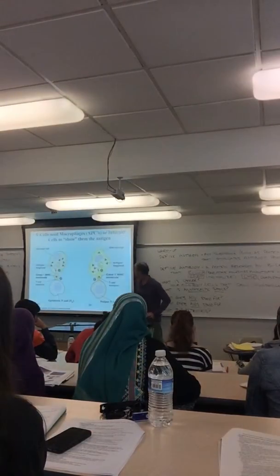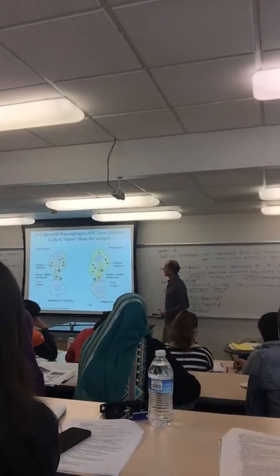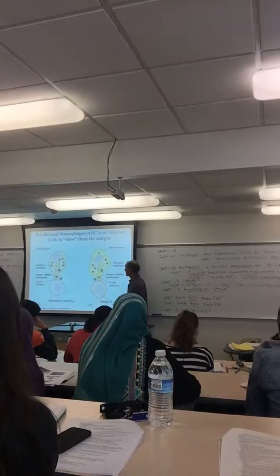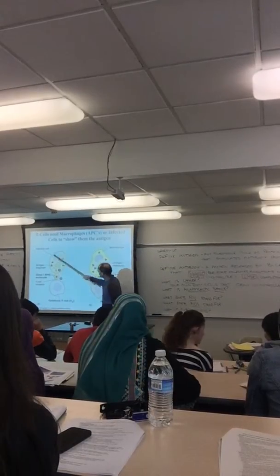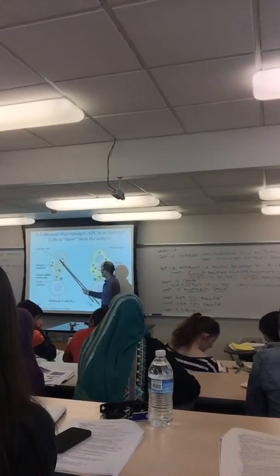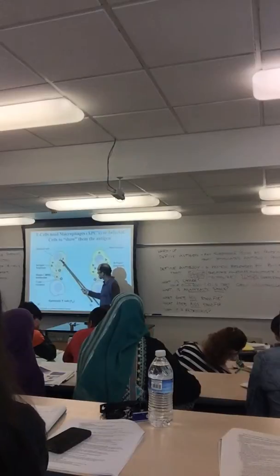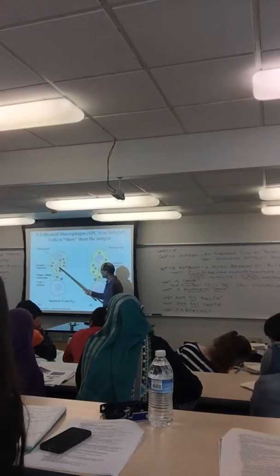So T cells need the APCs or infected cells to show them the antigen. That's what this diagram illustrates. So here is the infected cell. These could be pieces of proteins of a virus or bacteria. The MHC molecule looks like a wrench-shaped molecule right here.